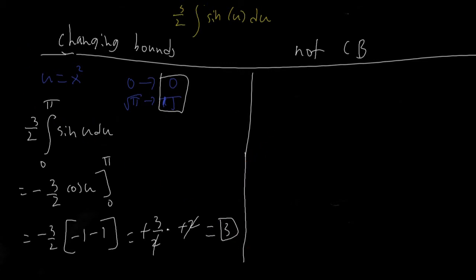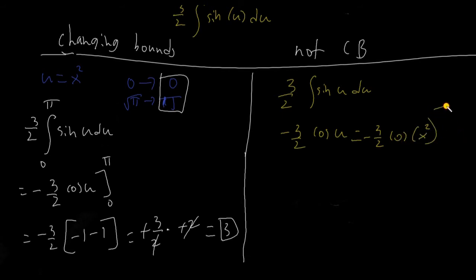And now let's see how we'll do it without changing the bounds. So we still have 3/2 times the integral of sine of u du. If I integrate this, I'm going to get negative 3/2 cosine of u. And then remember how u was x squared at the very beginning? So I'm going to plug x squared back into here, and I'm going to get negative 3/2 cosine of x squared. And now I can evaluate it from 0 to square root of pi.